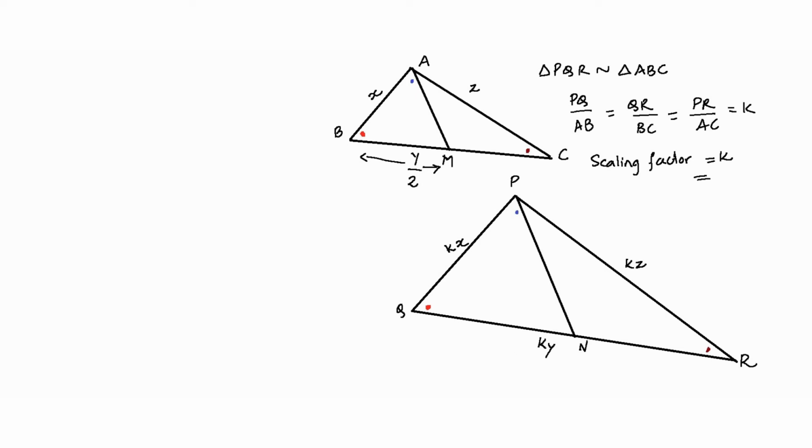Similarly, QR is ky, and therefore the length QN will be equal to ky divided by 2, right? So this length is k into y divided by 2, because again N is the midpoint of QR.